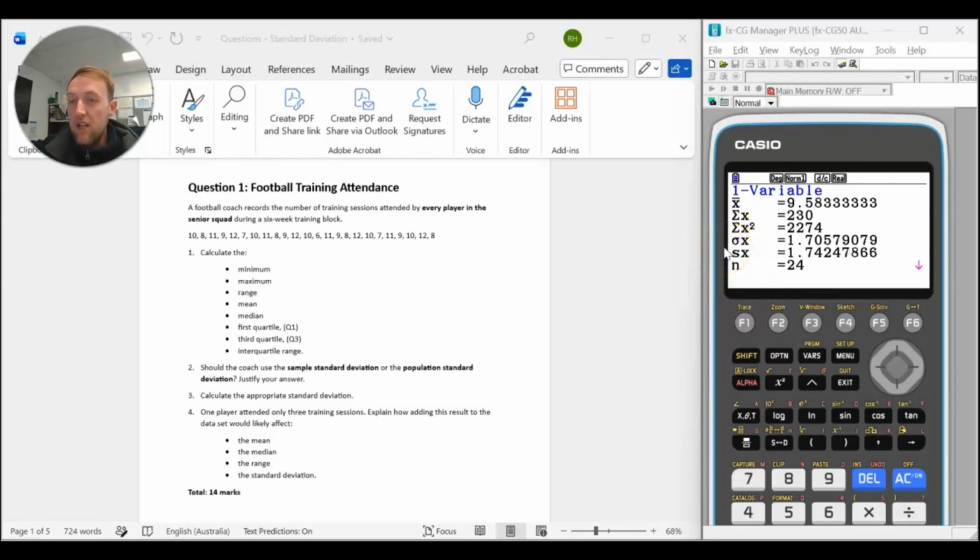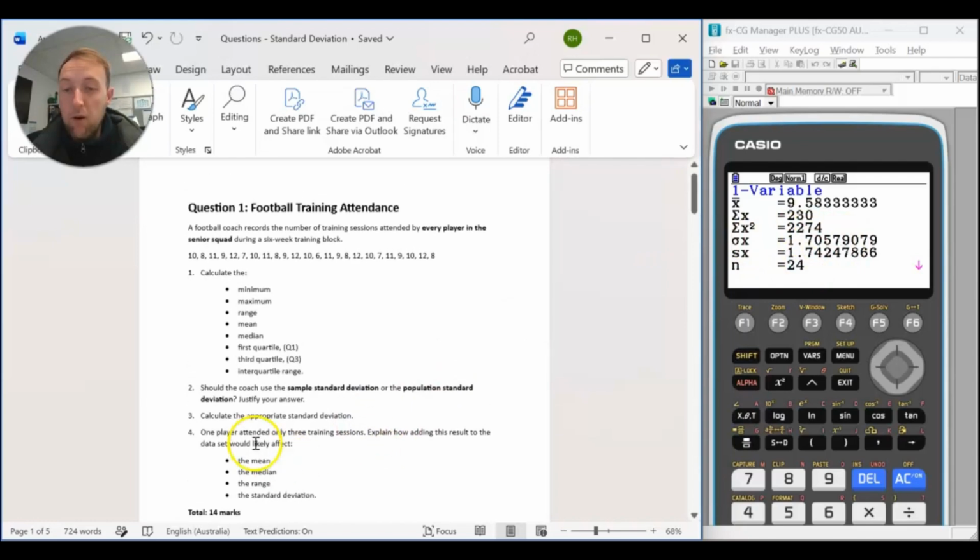The sample standard deviation, we would use if we are taking a sample of people or objects to analyze and collect statistics from. The population standard deviation is the one we would use if we are using everyone. It is a census where we've got all the data from everyone. In this scenario, because we are evaluating every player in the senior squad, we would use the population standard deviation. If it was a sample of every second player's attendance, then that's a sample, and that's Sx. But because it's every player in the squad, we use σx. Calculate the appropriate standard deviation: 1.70.